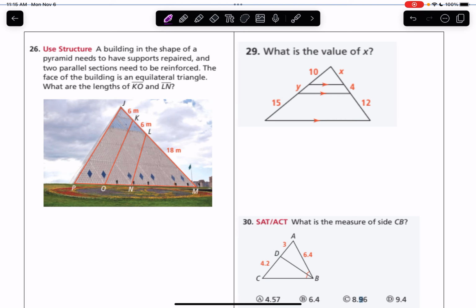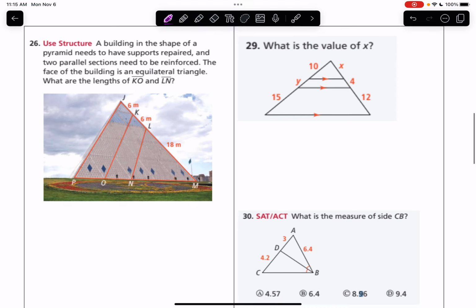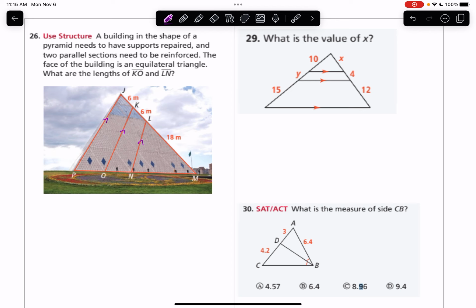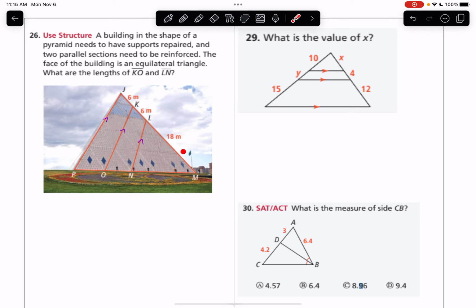So the face of this building is an equilateral triangle, and it's got parallel sections. So we know that these are parallel, even though it might not look exactly like that, but we're looking at this building not straight on, which is why our side lengths look a little strange here. So if we know that this is an equilateral triangle, and I know all of side JM is 30 units long, then that means JP must be 30 units long, and the base must be 30 units long.